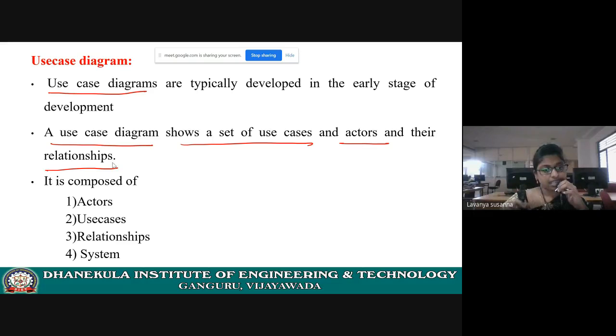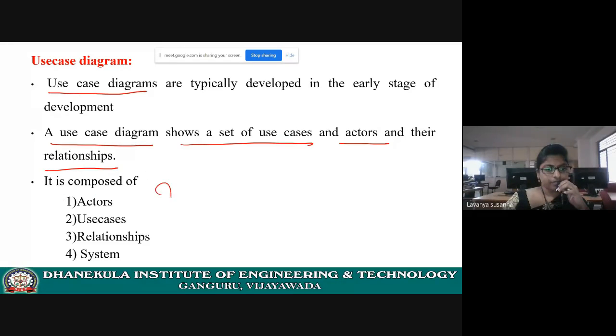By seeing the use case diagram at a glance, you can know that these are the functionalities of the system. Once again, a use case diagram is a set of use cases and actors, and their relationships. About actors and relationships, I will discuss. This is what a use case diagram is. By seeing it, you can visualize the functionalities of the system. Now let us go into the actual details of the use case diagram.